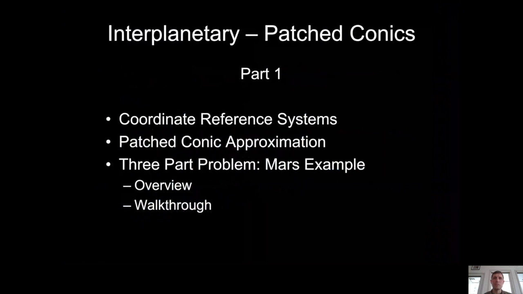Okay, interplanetary travel. We also call this a patched conic approach. The reason is that we're going to look at three different orbits. The first orbit is going to be an ellipse. The two other orbits we're going to be looking at are hyperbolas that will be connected to that ellipse. We'll walk through an example at the very end.